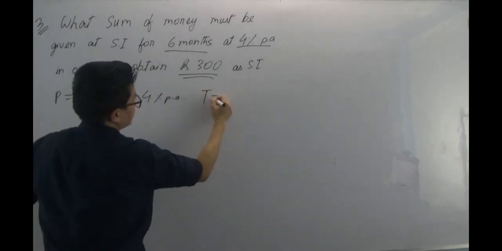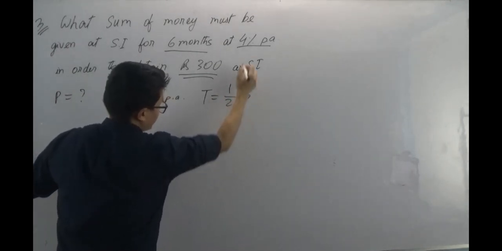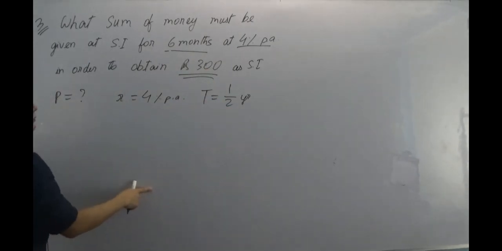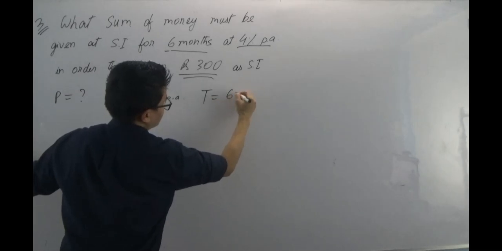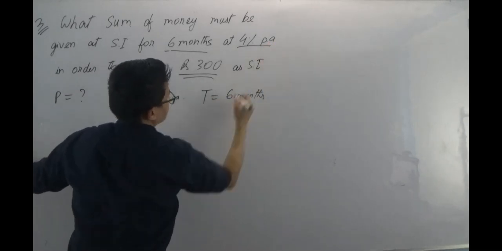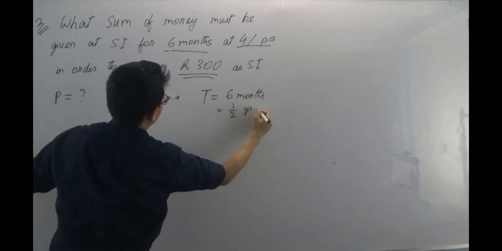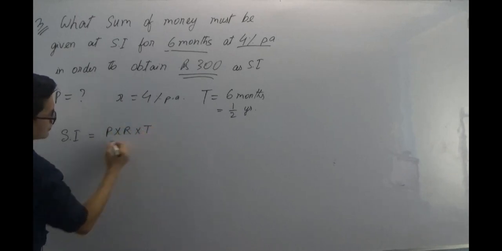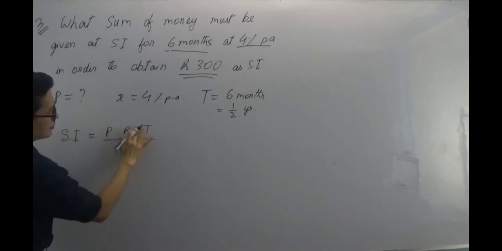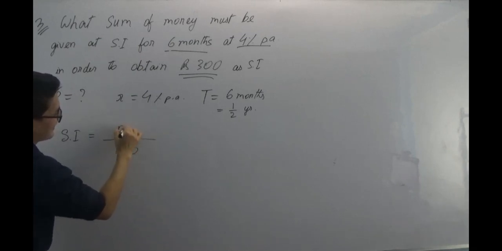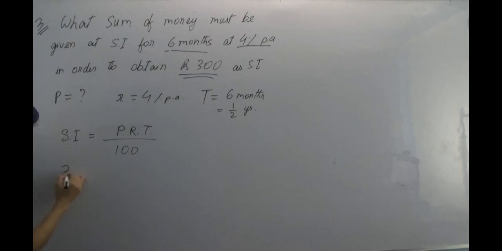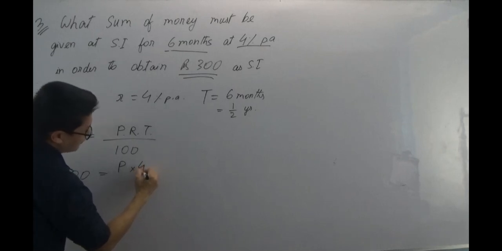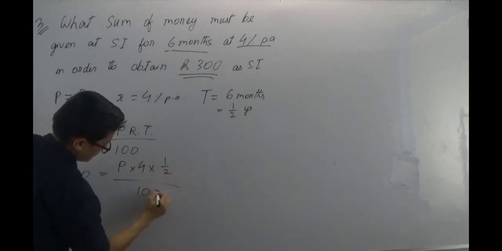The time is 6 months, which is half a year, because the rate is per annum, so we convert months into years. The system can be confusing: the time is 6 months, but the rate is per annum, so it is half a year. Using the simple interest concept, the simple interest is 300.